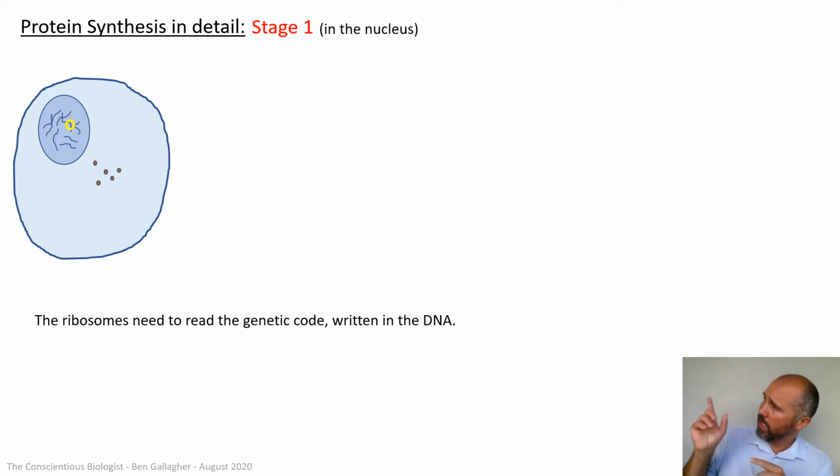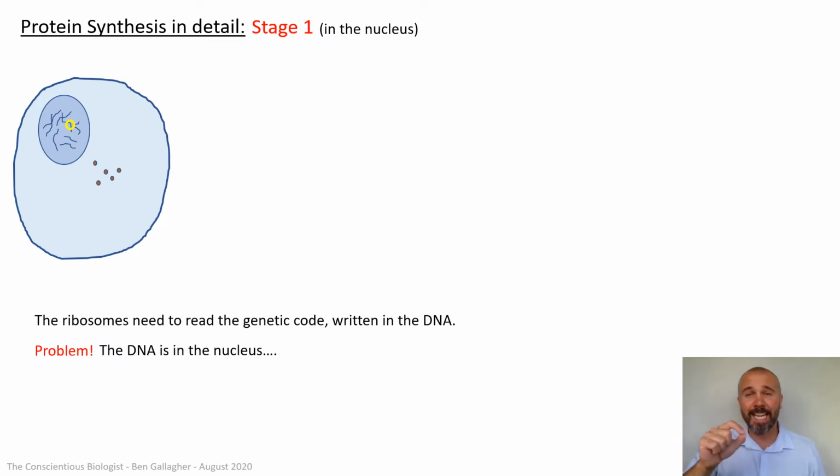So I've just put a little yellow circle around a little bit of the DNA, because perhaps that's the little sequence of DNA, the gene, that codes for the protein that that cell currently needs to make. Now, you might notice there's a problem here. The problem is that the DNA is in the nucleus, whereas the ribosomes are out in the cytoplasm.